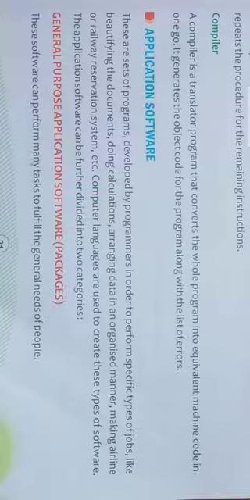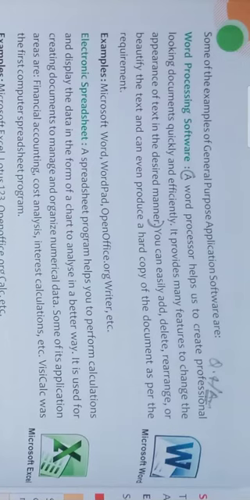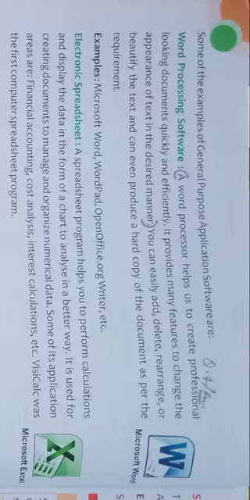Okay, likewise the first is general purpose application software. So what is that? This software can perform many tasks to fulfill the general needs of people. So what are these needs? Let's read. Some examples of general purpose software are, so basically here they simply give the examples of general purpose software, that is word processing software, electronic spreadsheet, database management system, presentation software, desktop publishing software, graphic software, multimedia software. So these are the basic examples of application software by which we can simply do many things with the help of these softwares.